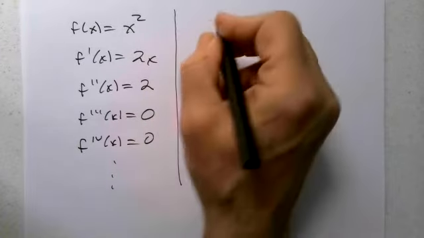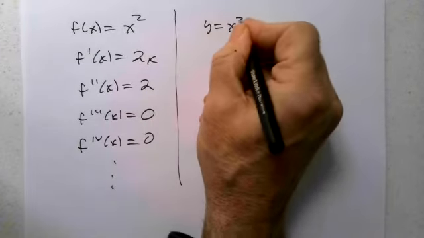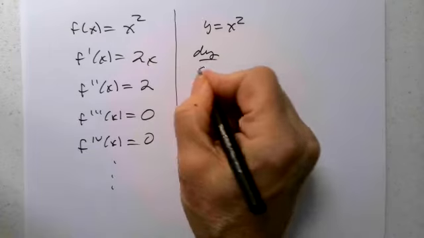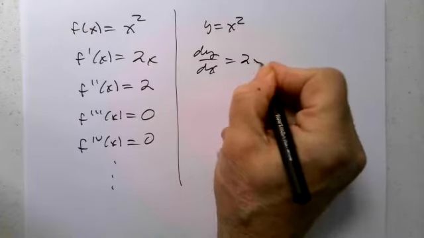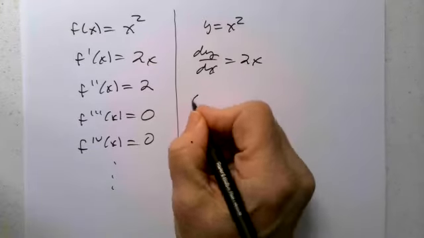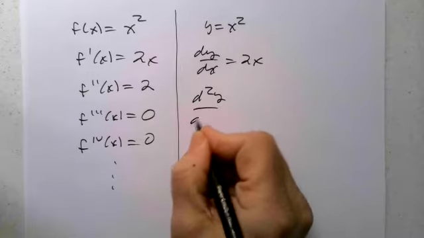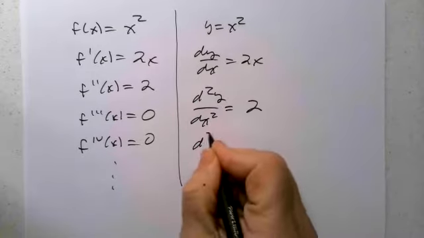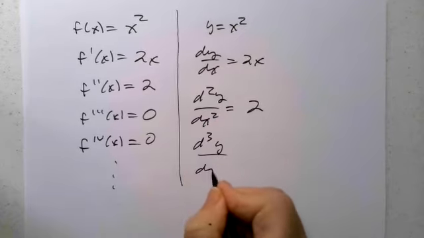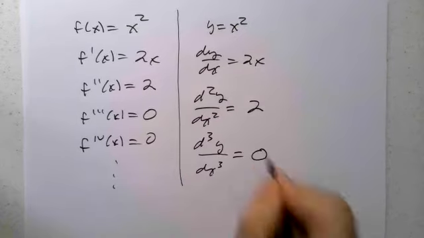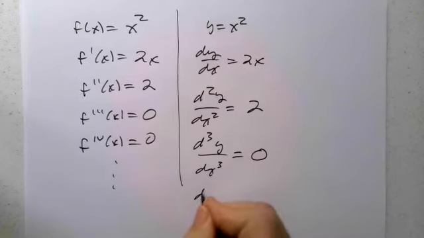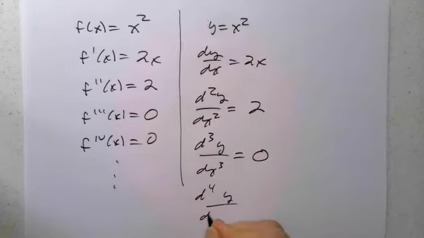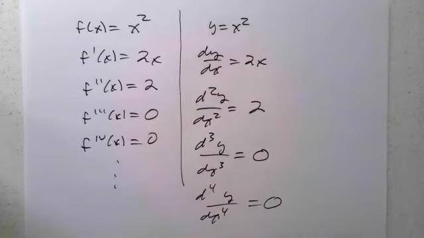That's the f notation. The y notation would be y is x squared, dy dx is 2x, the second derivative, d2y dx2, would be 2, the third derivative, d3y dx cubed, would be 0, and the fourth derivative, d4y dx to the fourth, also 0. So that's the process we're working with.